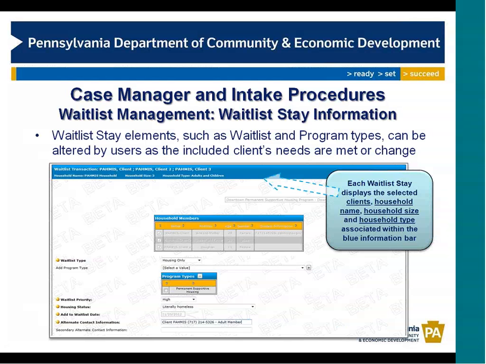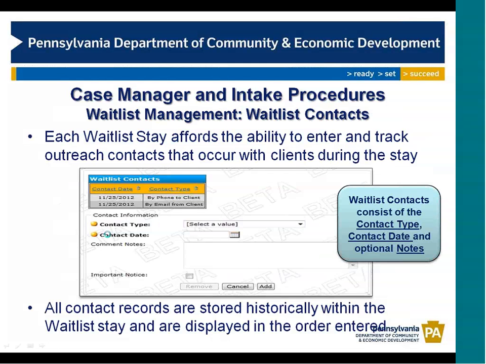Also within the waitlist, directly below this area, we've got something called waitlist contacts. Each waitlist stay affords the ability to enter and track outreach contacts that occur with clients during the stay, and they're all tracked historically. Anytime you have someone on the waitlist and you make contact with them about their services or their waitlist, maybe you haven't talked to them in a couple of months and want to see whether they still have those needs, you can record it here in the system.